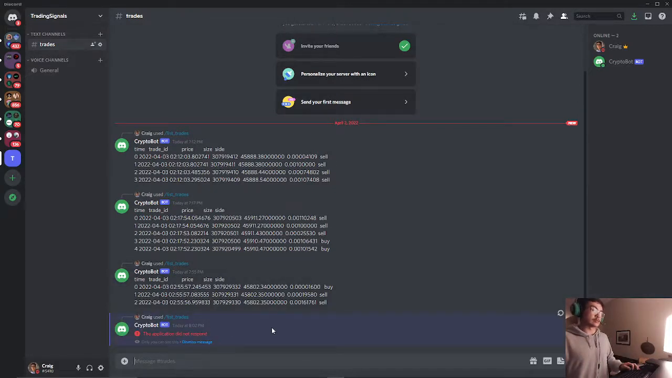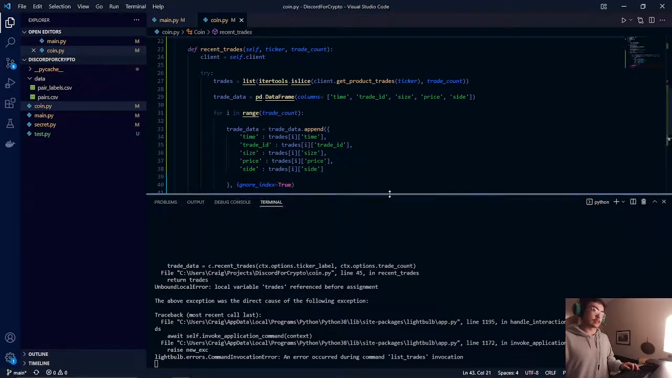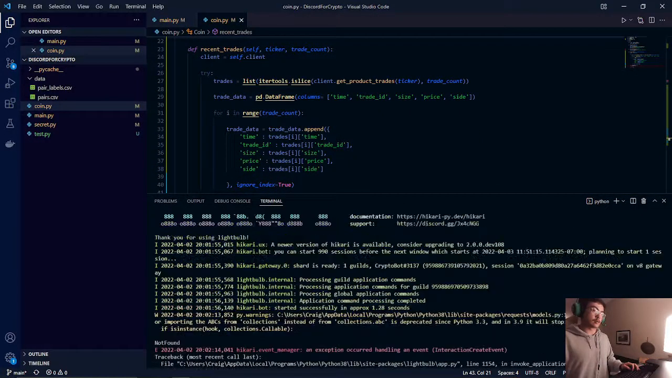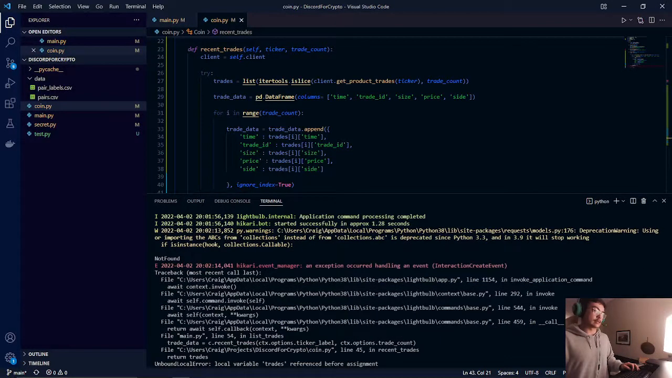The application did not respond. So that usually means that whatever the user typed in, either they didn't have an exact number for the number of most recent trades, or the ticker that they looked up was not on the Coinbase Pro exchange. In this case, it would be the second one. So looking back at our code, it should print out the error. Yeah, it said not found.